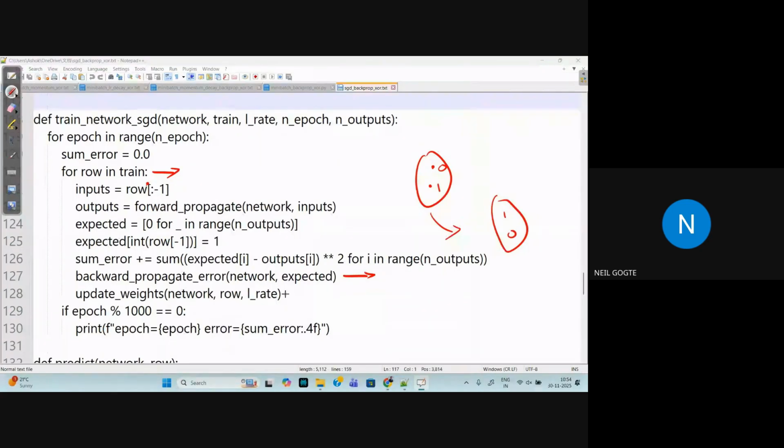And after that, you update weights after every change. We'll go to this update weights in a moment, but we update the weights every time. So for every row, the weight gets updated. So that is called stochastic gradient descent.